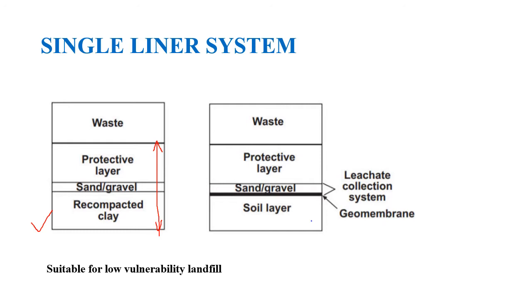Then just below the protective layer, you will have your sand or gravel layer. Okay, so it will be a combination of sand and gravel. Now the main purpose of providing sand in a liner system is to allow filtration through it.